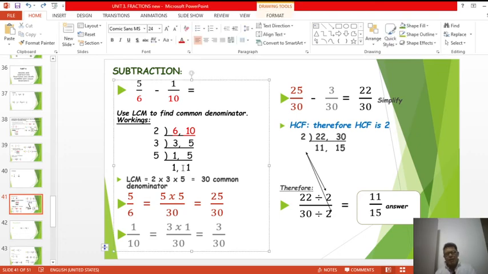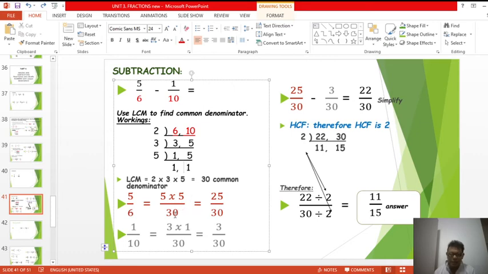So now I have my factors to find the LCM. You have 2 times 3 times 5. So 2 times 3 is 6, times 5 is 30. So that is my LCM, and that will be my common denominator, or my new common denominator. Okay? So again, using this 30 as my new denominator here.